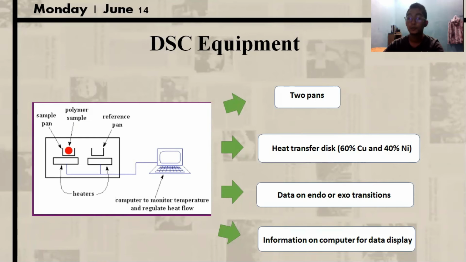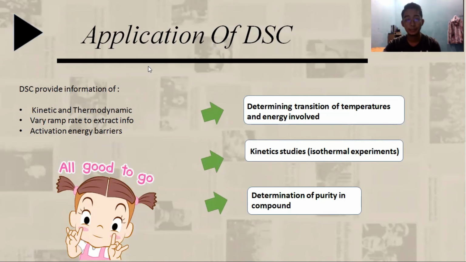By applying a controlled temperature program such as isothermal, heating, or cooling, phase changes and specific heat of the material can be determined. The data collected by the DSC equipment will be displayed on a computer. Application of DSC. DSC usually provides information on kinetics and thermodynamics, varying ramp rate to extract information, and activation energy. The applications are usually determining transition temperatures and energy involved, kinetic studies such as isothermal experiments, and determination of purity in compounds.